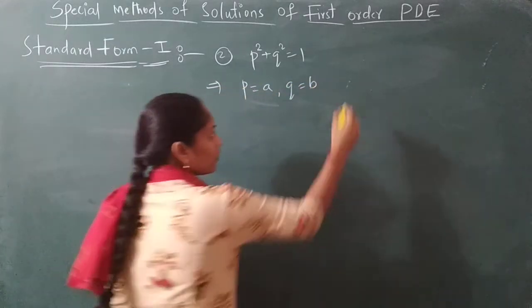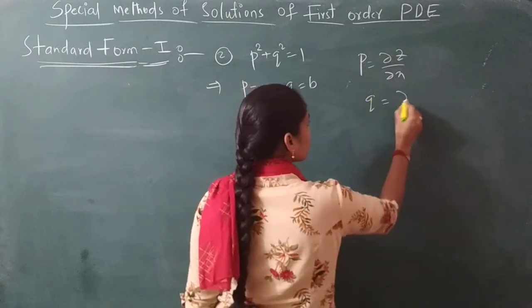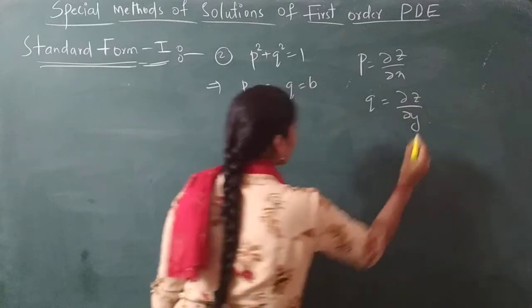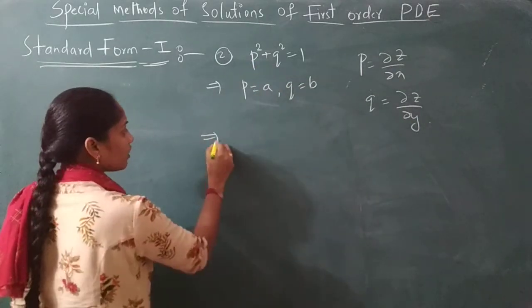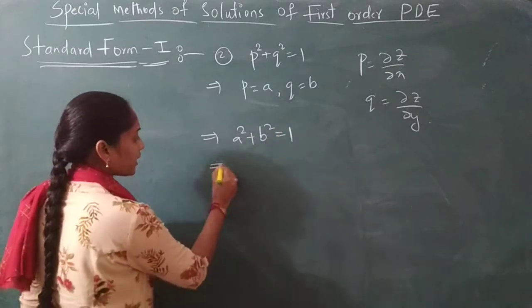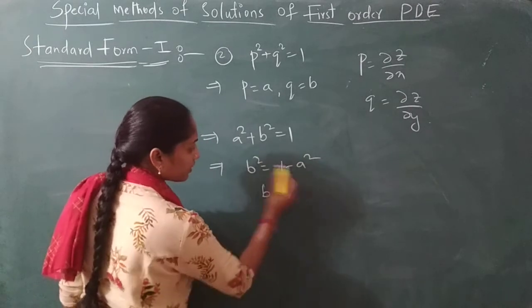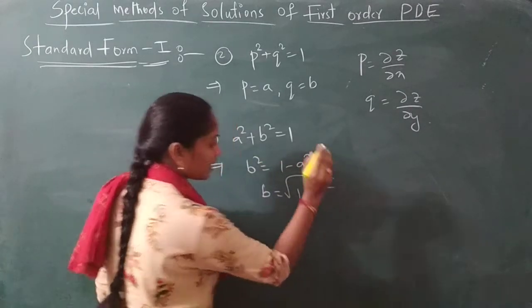And you know what the p notations are: p is dou z by dou x, and q is dou z by dou y. Now substitute the values here. What happens? a square plus b square equal to 1, and find the value of b square: 1 minus a square. So b square was 1 minus a square.